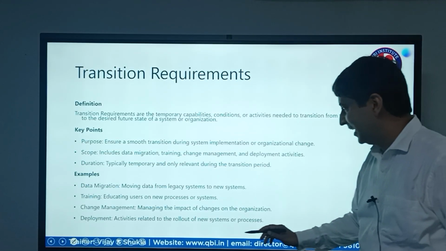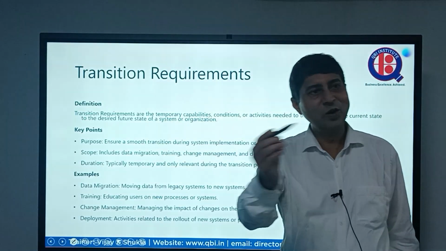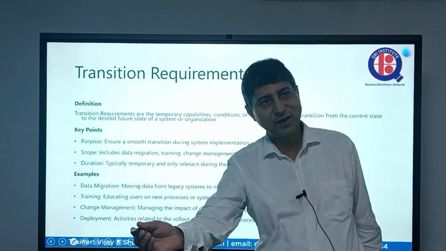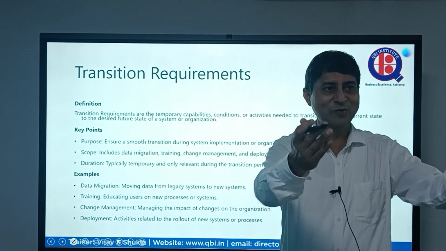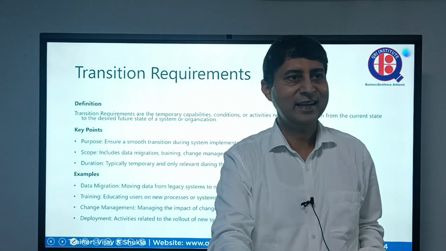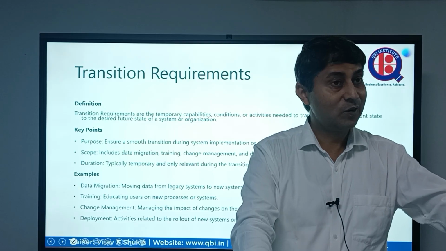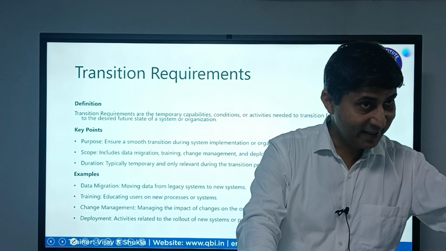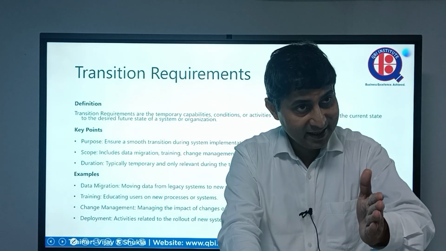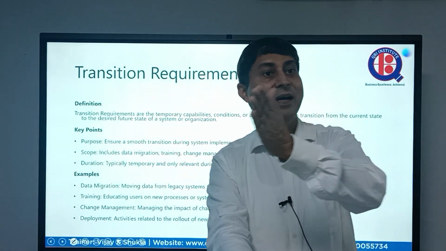Data migration. Let us say there is an old software, and from that old software we are moving to new software, then data has to be migrated. You are involved in data migration? Yes, like Oracle 13G to 19C, and then 19C directly to OCI upgrade.